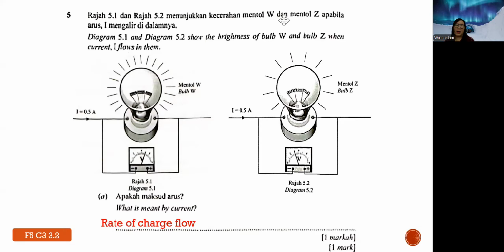Or you can write it like this: current equals charge per unit time. Write in a formula way, exactly. In short, I equals Q over t, but you cannot write the symbols only. So either way is correct.